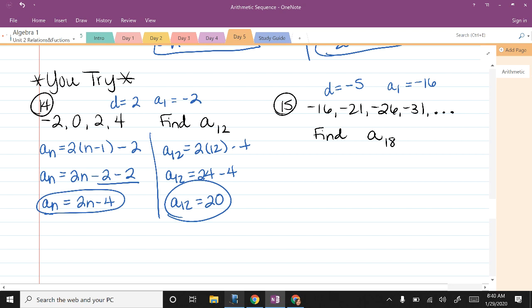Are there any questions about number 14? Fix it. Look at it. Any questions? All right.